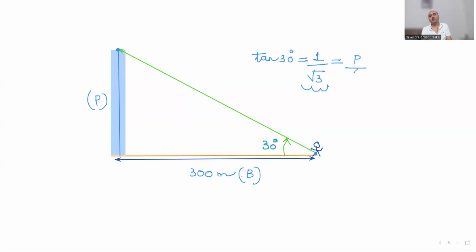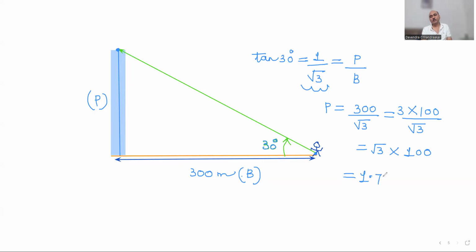Now what do we do here? We simply write P upon B. I know the value of the base here. So the perpendicular is 300 meters upon root 3, isn't it? So this will be 3 into 100 upon root 3, or it is root 3 into 100. The value of root 3 is 1.732, into 100. So now you have calculated the height of the mountain. It's 173.2 meters approximately.